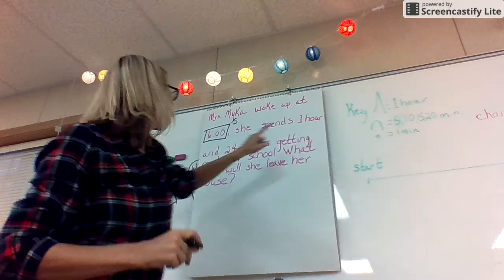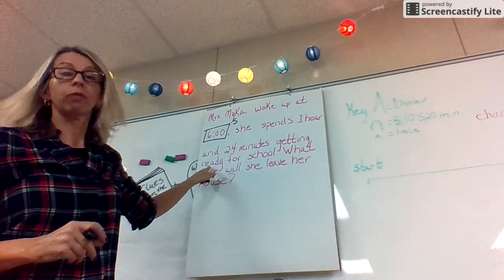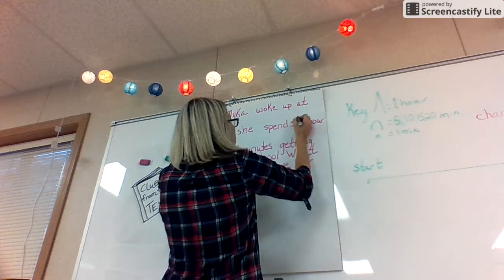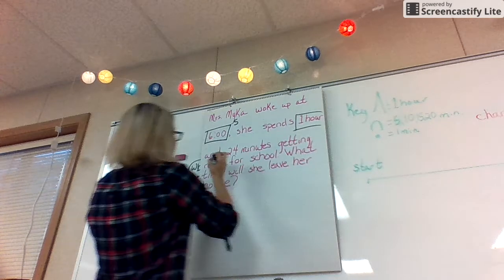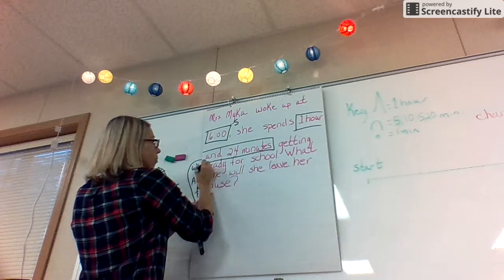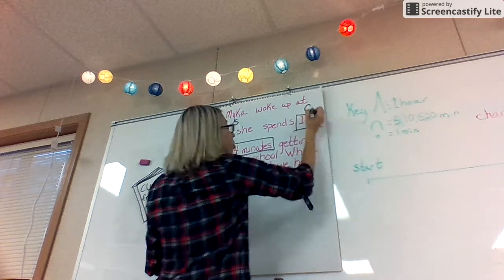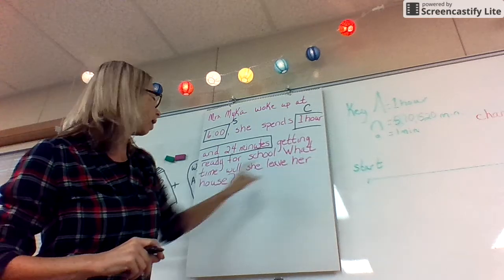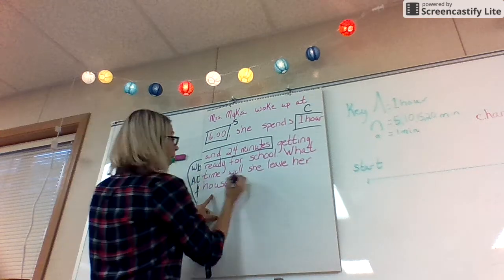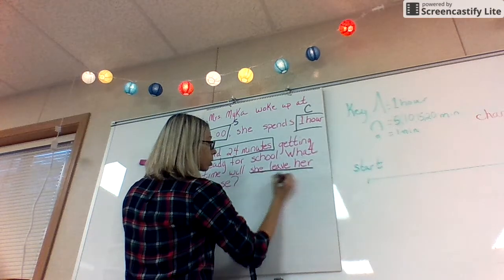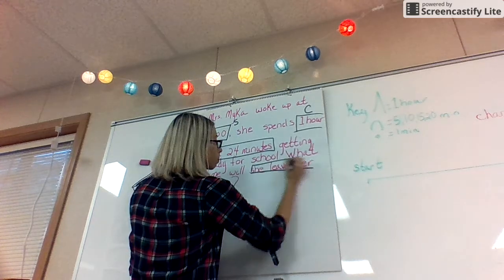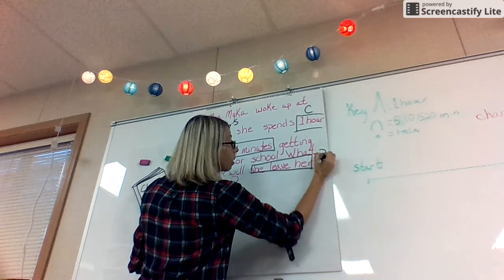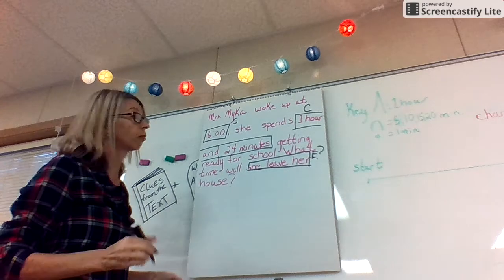She spends 1 hour and 24 minutes getting ready for school. So again, we're going to pay attention to this information, and this is going to be our change. So I'm going to put a C for change. And then, what time will she leave her house? This is going to be the end. So when we're trying to find out what time she's going to leave, I'll just block that out and put an E, and then I'm going to put a question mark because that's what we need to solve for.